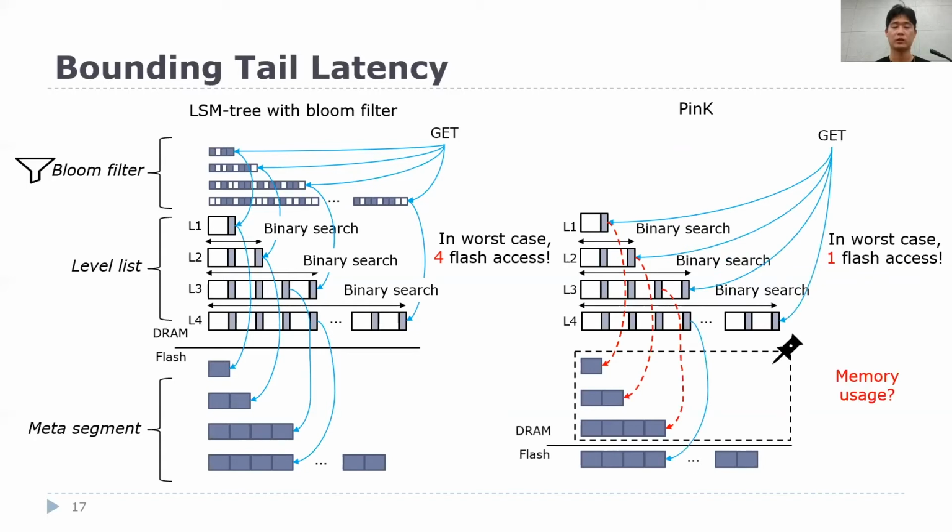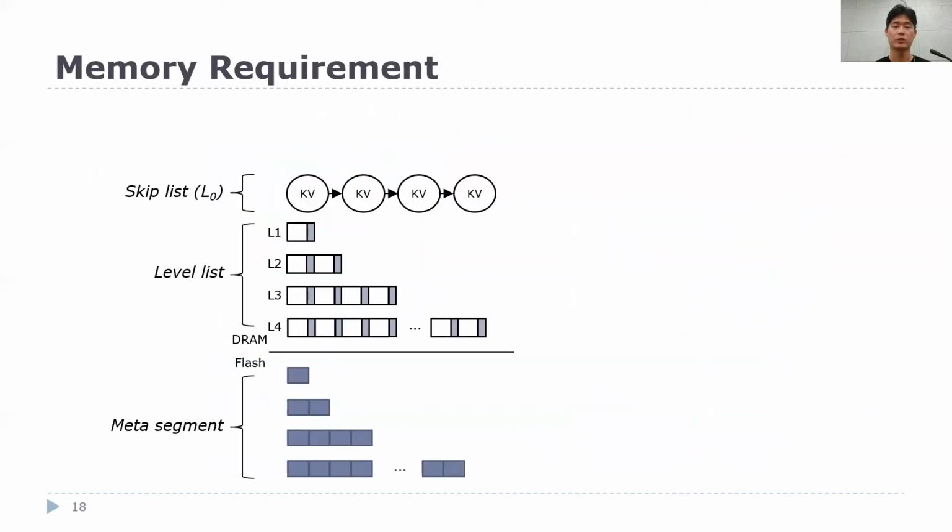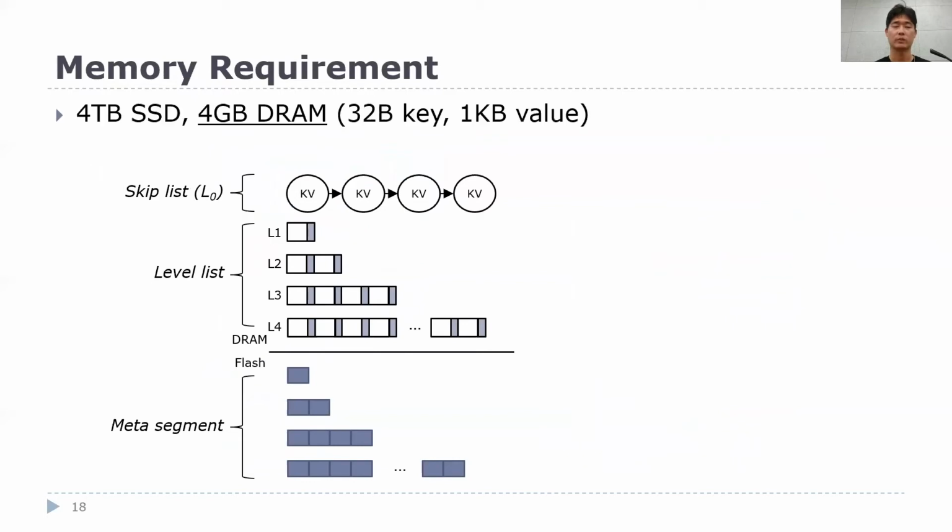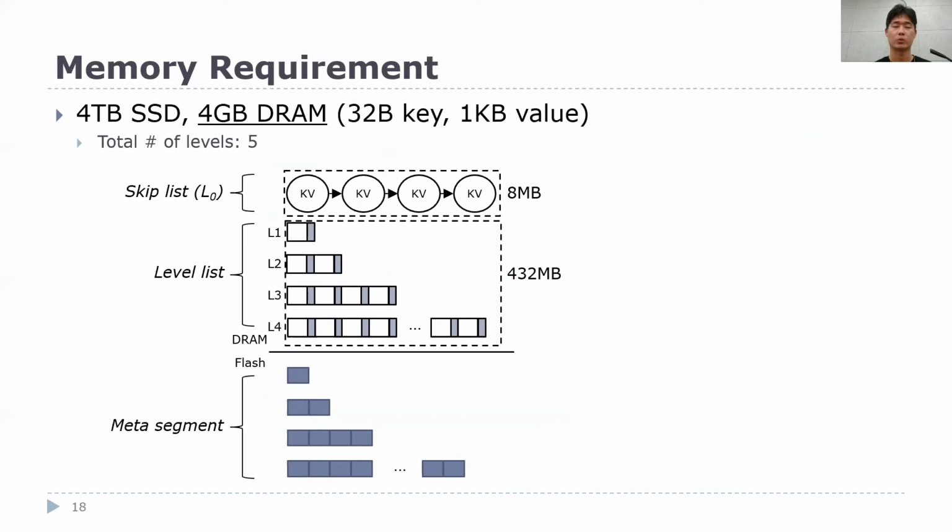Some may think that it requires a lot of memory, but it does not. Let's assume the same environment used in calculating the hash memory usage. About 8 MB is assigned to PinK's level 0 to exploit the parallelism of flash. When PinK has 5 levels, the total memory usage of the level lists is 432 MB. Depending on the number of pinned levels, the memory usage is like this.